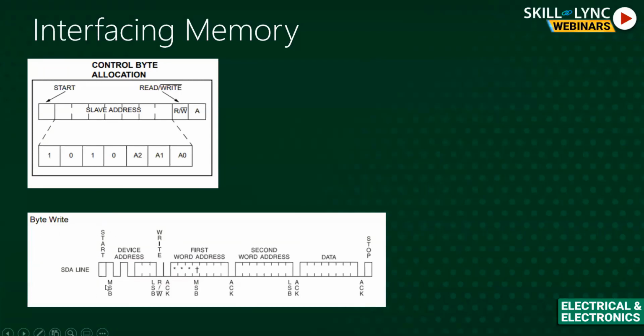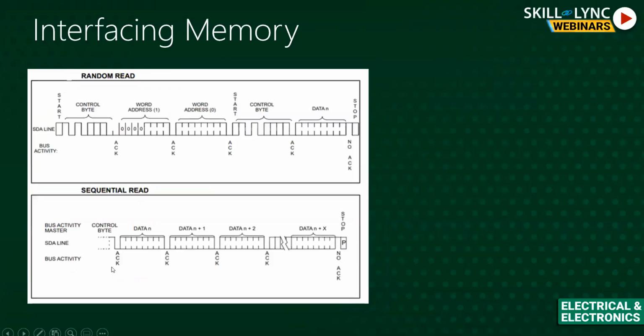Then you will send the start bit, then the device address, which as I mentioned, we need to give this way. Then you will specify whether it is going to perform a write or read, and in this case it is write. Then you will send the first address byte and the second address byte, and then you will have the acknowledgement as well, followed by the data. So this is for write byte.